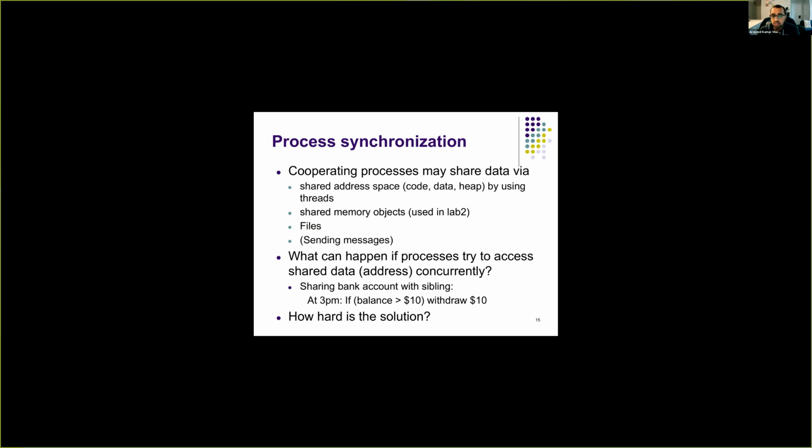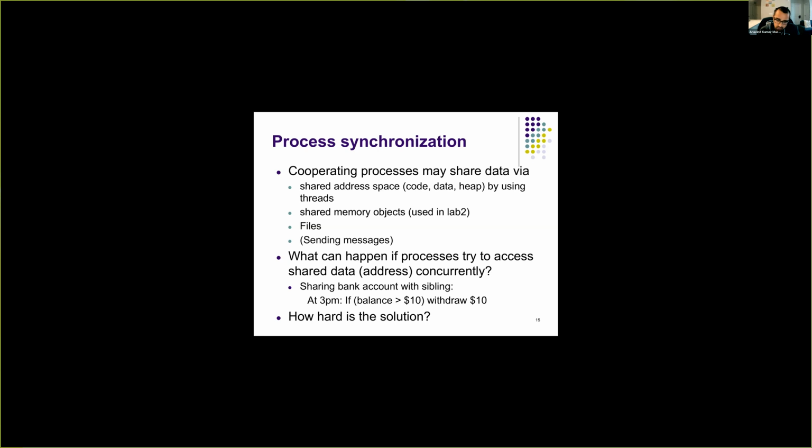And then processes may communicate through files. Basically, one process may write to a file, and the other process can read from that file, right? And there are also message passing mechanisms which the operating system provides that can be used to send messages between processes.